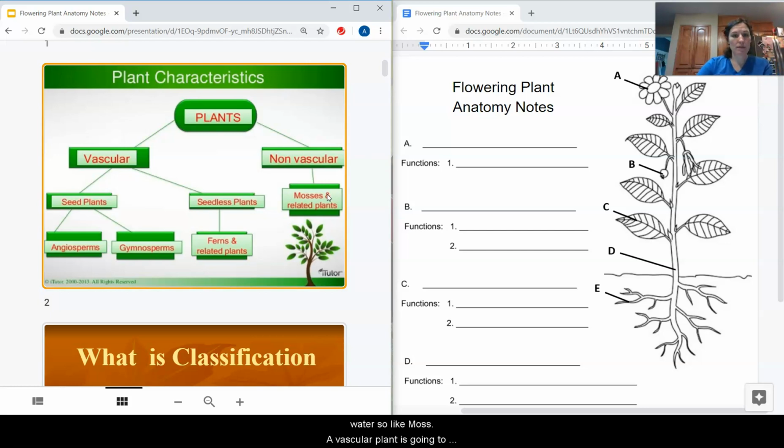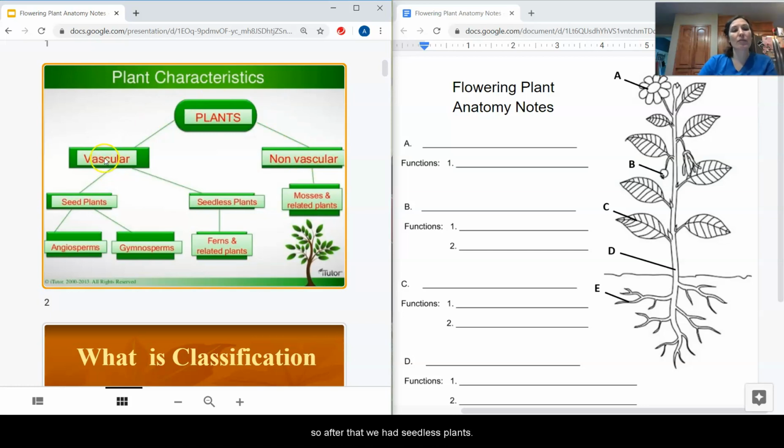your moss. A vascular plant is going to be one that has tubes. So these can actually grow off the ground because we can transport water from the roots up to the highest part of the plant. So which of these do you think evolved first? Non-vascular plants or vascular plants? Well, non-vascular plants came first. Then we evolved a vascular system, so then plants could start growing.